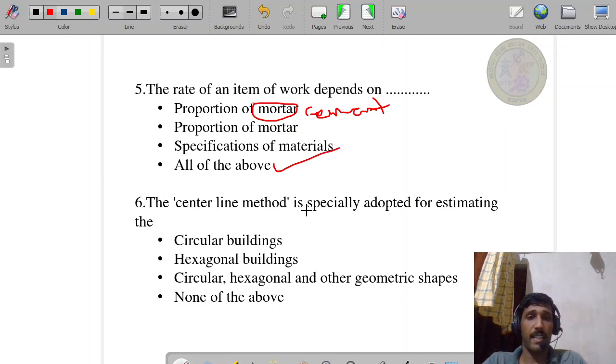Next question. The centerline method is specially adopted for estimating a circular building, hexagonal building, circular, hexagonal and other geometrical shapes, and none of the above. Which is the correct answer? The correct answer is circular, hexagonal and other geometrical shapes. For any shape of building, this type of method is to be adopted.